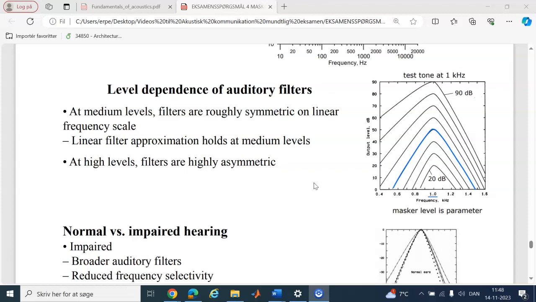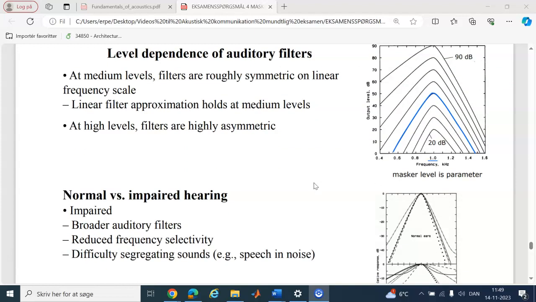Then we have a test tone at 1 kilohertz. Then the output level has an upward spread. For frequencies to the left, less than 1 kilohertz, the output level decreases less than when the frequencies are more than 1 kilohertz.